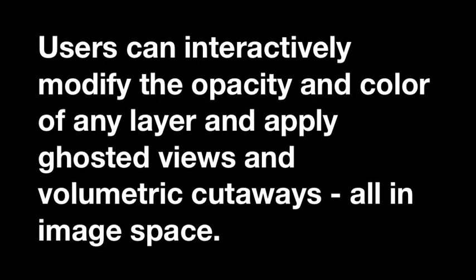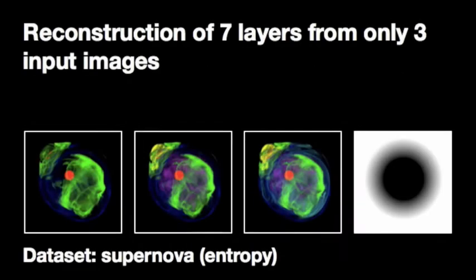Users can interactively modify the opacity and color of any layer and apply cutaways in image space without re-rendering. This example demonstrates the reconstruction of 7 layers from only 3 input images for the supernova dataset. The rightmost image is an alpha mask we applied to several outer layers to reveal internal structures in the data.